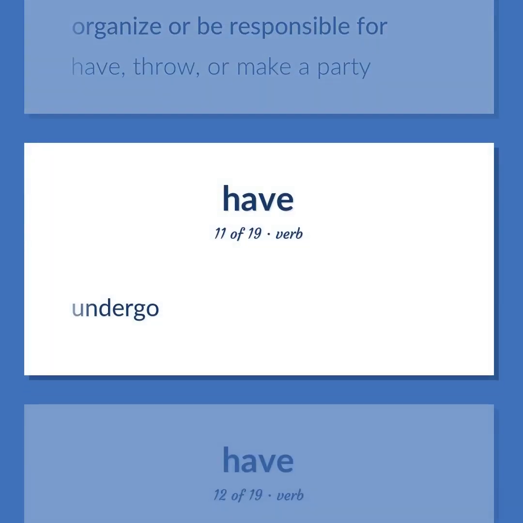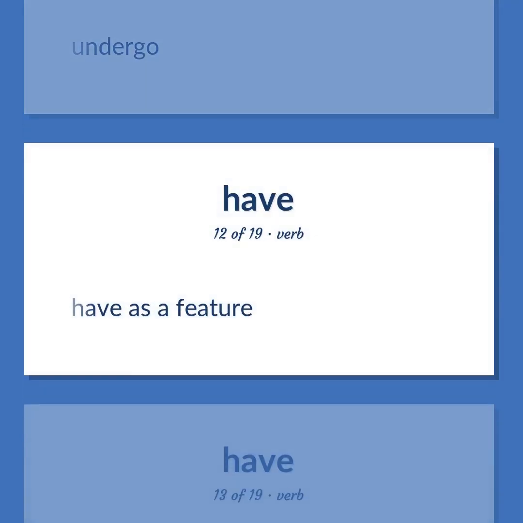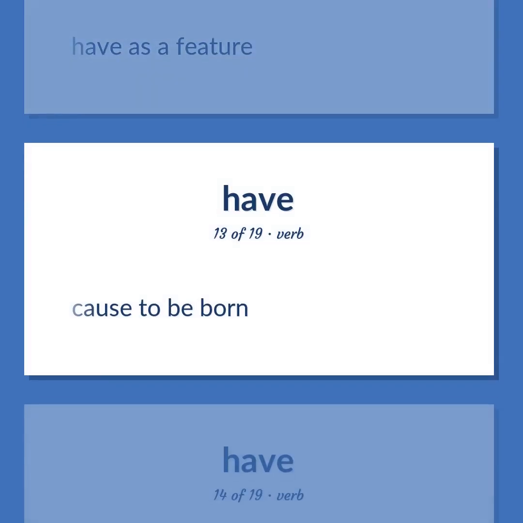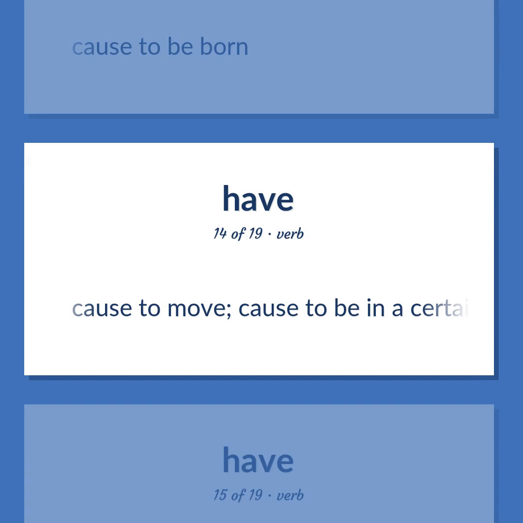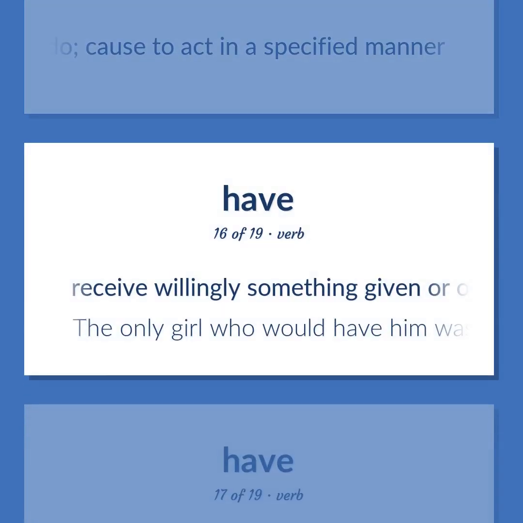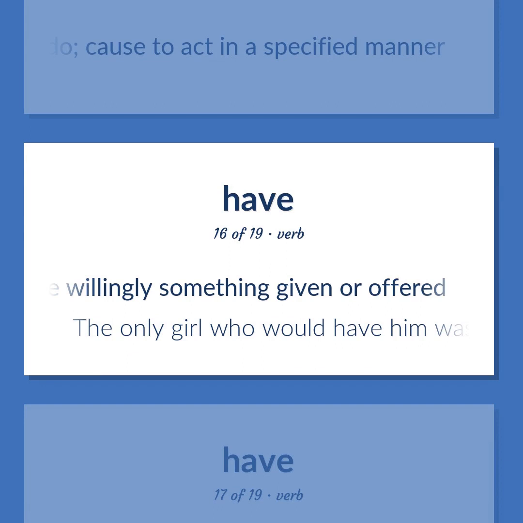Undergo. Have as a feature. Cause to be born. Cause to move. Cause to be in a certain position or condition. Cause to do. Cause to act in a specified manner. Receive willingly something given or offered. The only girl who would have him was the miller's daughter.